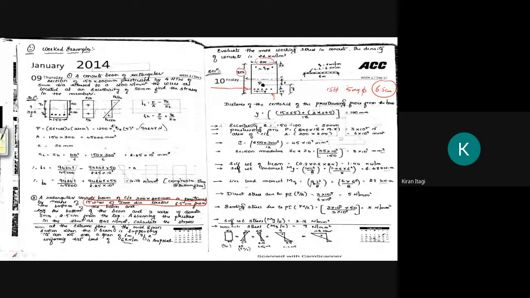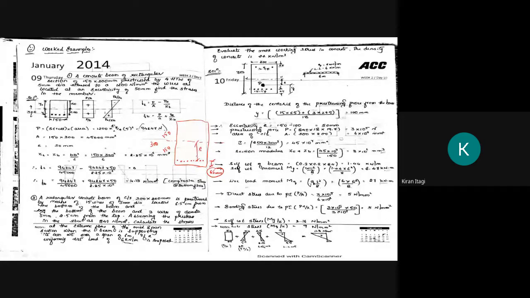Here the basic knowledge is most important. If I draw here, my total depth is how much? 300. If I draw the neutral axis, this will be 150 and this will be 150. And my bars are located at what distance? 65 mm. Therefore what is the eccentricity here? That is 150 minus 65 mm. So keep it in mind, don't get confused.